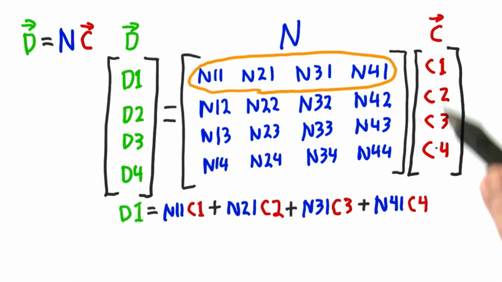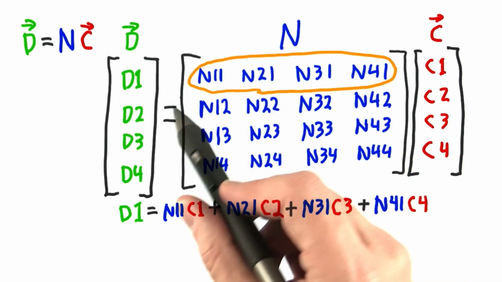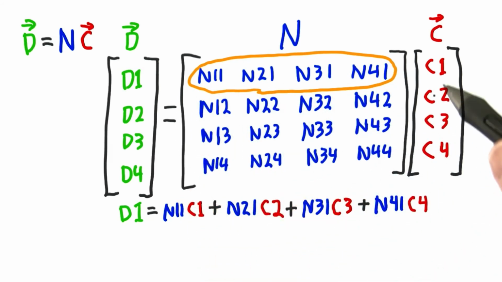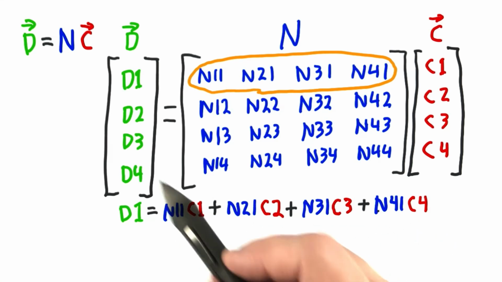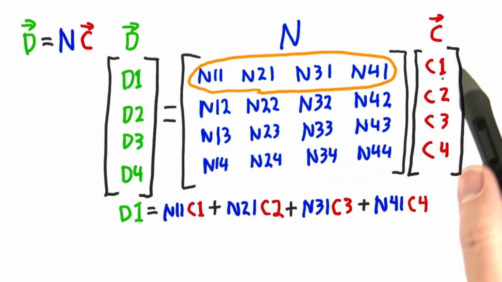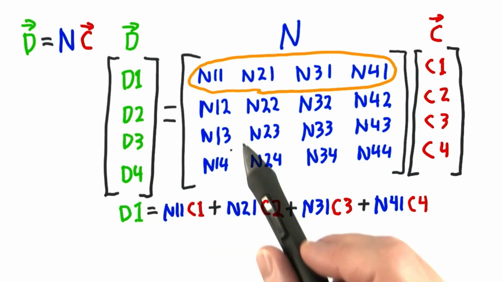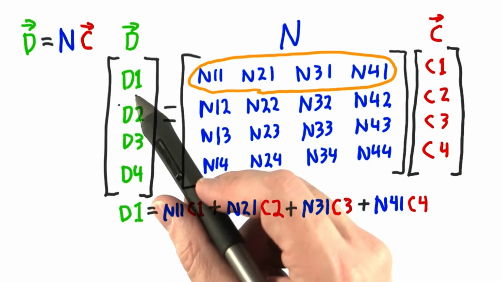To multiply a coordinate by a matrix, you take the coordinate and perform a dot product with each row of the matrix. For example, the dot product of the first row and the coordinate is this: d1 equals n11 times c1 plus n21 times c2, and so on. The sum of these four terms is the first coordinate of the result. The dot product of the second row and the coordinate gives d2, the second coordinate of the result. After 4 dot products, you have a new coordinate.